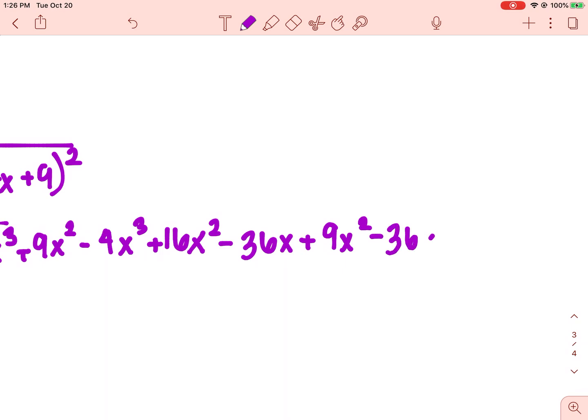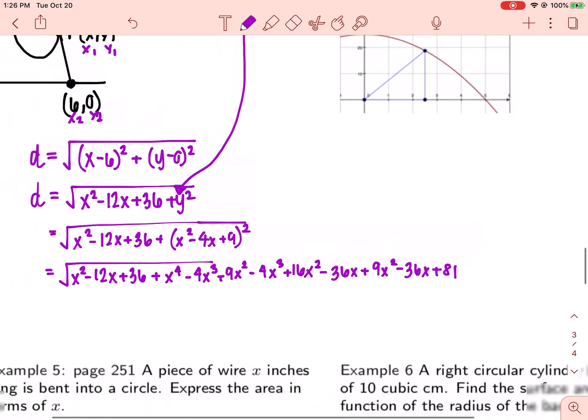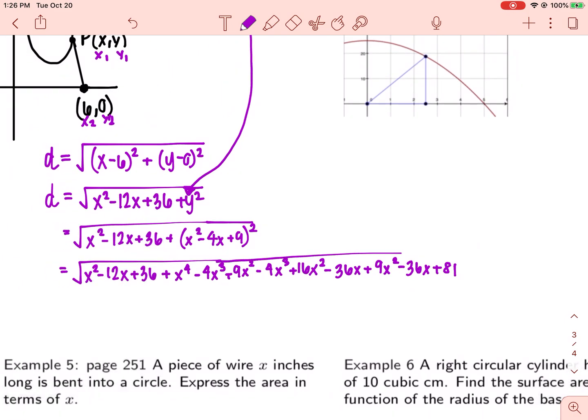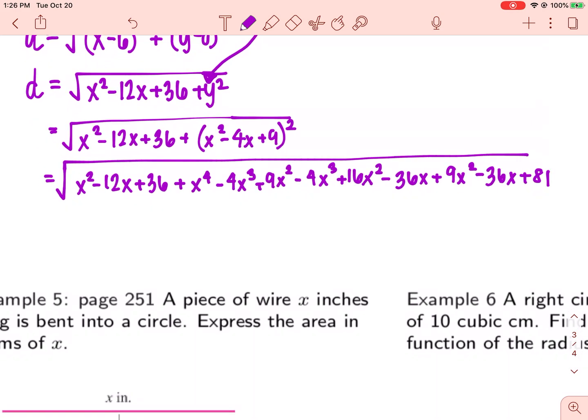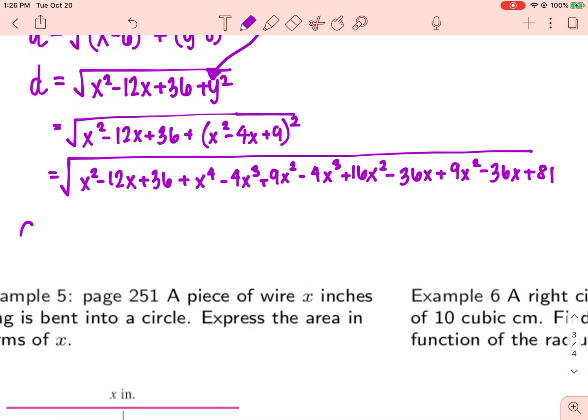Okay. Man, oh man. A lot of stuff happening. That's all under a square root. I'm actually gonna make a nice big square root. But don't worry, this is not your answer. You have so many like terms that we can play around with. So let's combine our like terms together to get our distance in terms of just x.